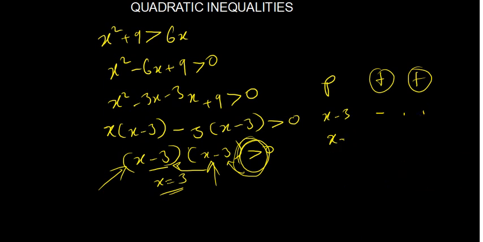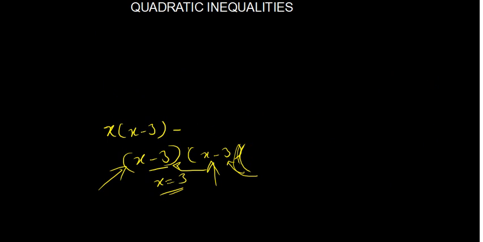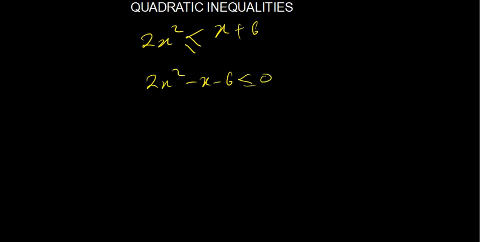Let's see a last example. If we've been given 2x squared less than or equal to, let's say, x plus 6. How do we solve such an inequality? The first step is we need to take this to that side, so that will be 2x squared minus x minus 6 is less than or equal to 0.